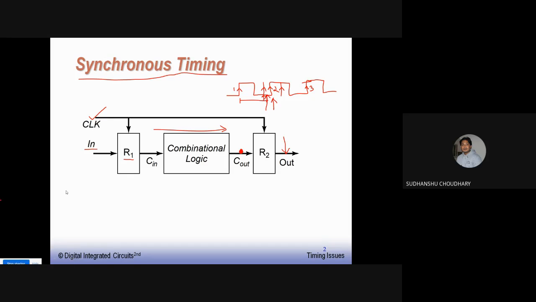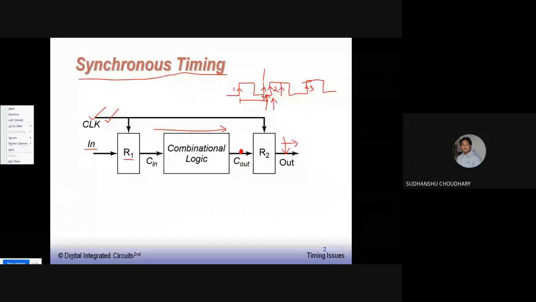Now register 2 will obviously process this data, which is available at this point. So it is some garbage value, and obviously garbage output will come out, which is not of any use. This is a problem because of timing mismatches, or what we call clock skew, or the delays introduced by the clock. This is an example of negative clock skew, because the rising edge of clock 2 is appearing earlier than the expected time.